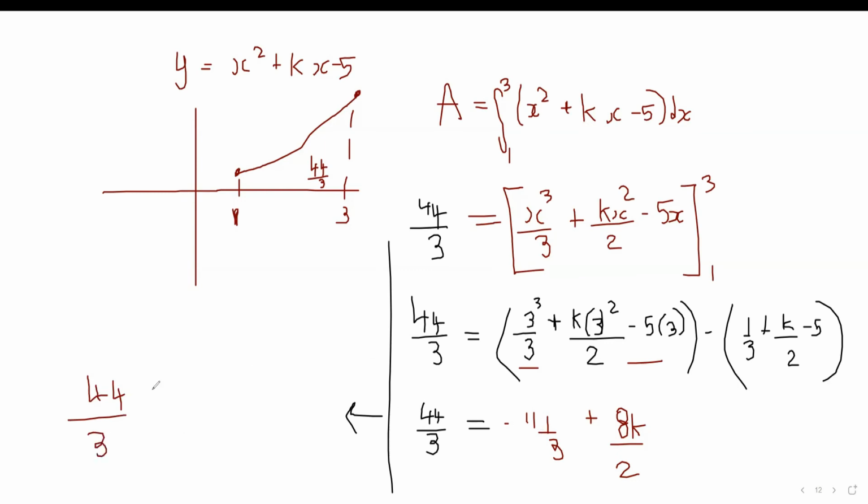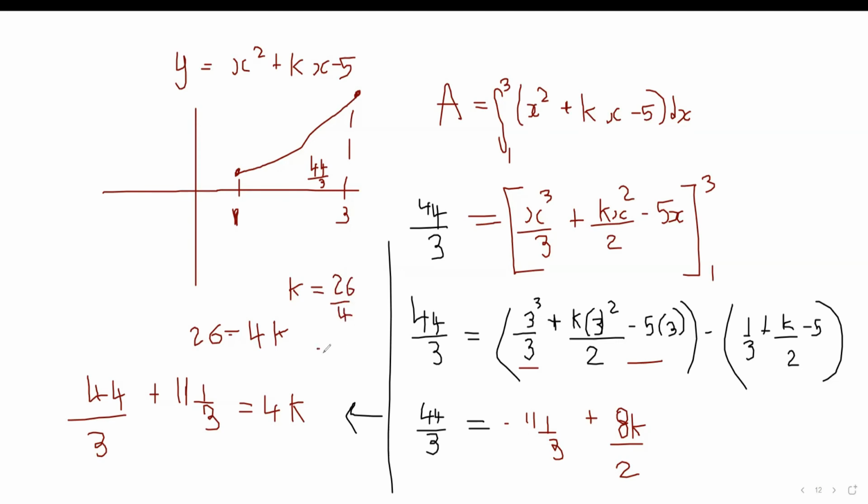When I bring over the minus 11, that becomes plus 11 and 1 over 3 equals 4k. Then that would end up giving me k equals something. So 44 over 3 plus 11 and 1 over 3, that's 26. I end up with 26 equals 4k. So that means k is equal to 26 over 4.